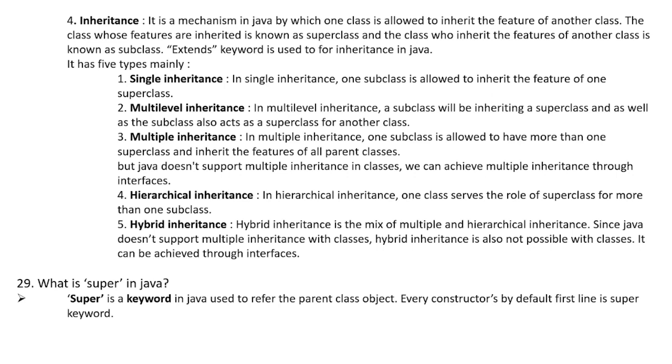4. Hierarchical inheritance. In hierarchical inheritance, one class serves the role of superclass for more than one subclass. 5. Hybrid inheritance. Hybrid inheritance is the mix of multiple and hierarchical inheritance. Since Java doesn't support multiple inheritance with classes, hybrid inheritance is also not possible with classes. It can be achieved through interfaces.